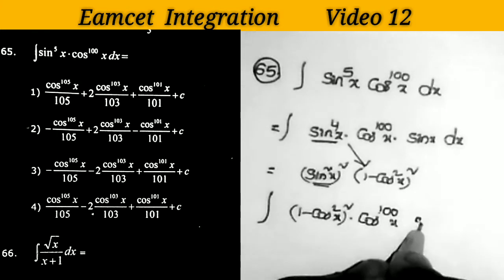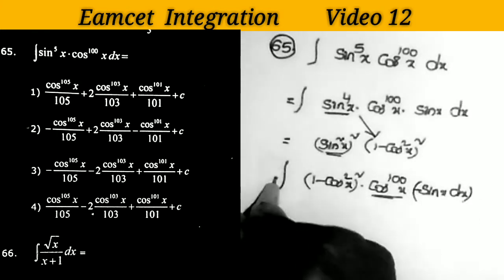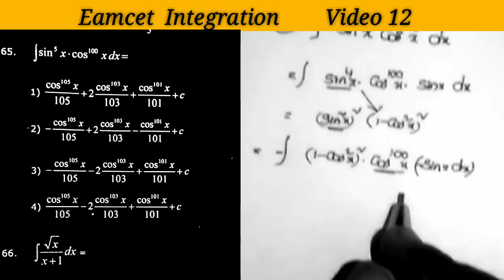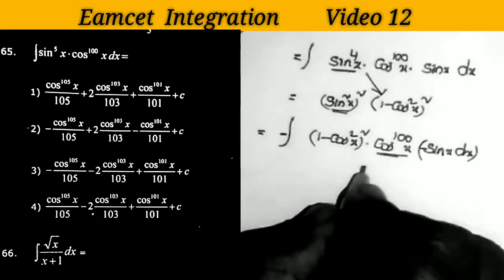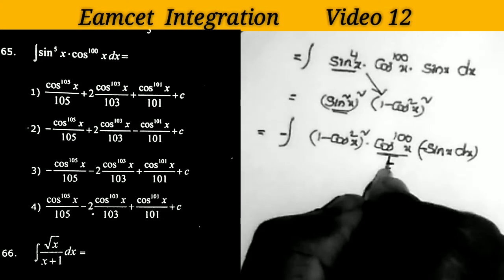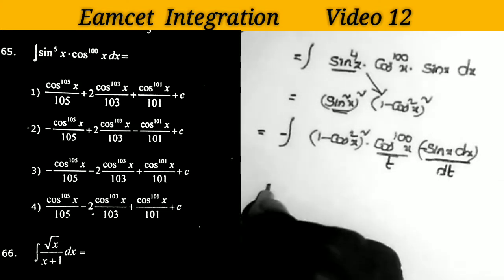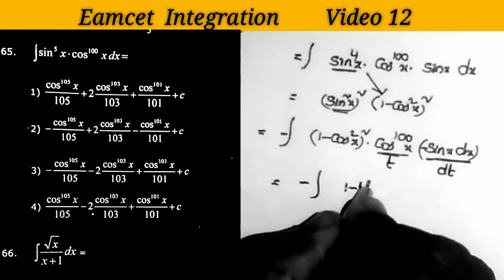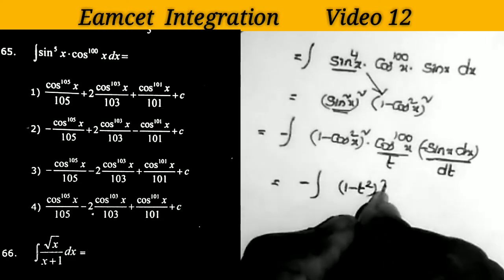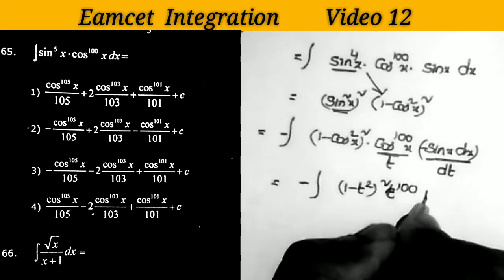Now this is the given question. What is the cos x derivative? Cos x derivative is equal to minus sin x. So to form the cos x derivative here, I apply the minus sign. After that, I take cos x is equal to t, then this total value becomes dt. Now the question becomes minus integral of 1 minus t square whole square into t power 100 into dt.